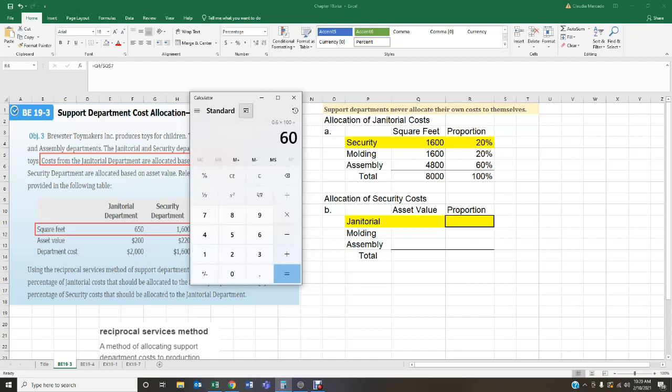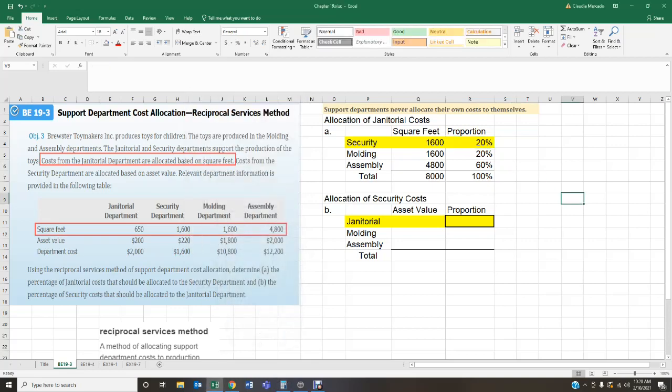That's 60%. Okay. Now, for letter A, they're asking you the percentage of janitorial costs that should be allocated to the security department. So that is why I highlighted security. Depending on the cost spent on the janitorial services, whatever dollar amount it is, I'm going to allocate 20% of it to security. Okay. Now, they're not asking this in the problem, but if they were to ask how much would we allocate to molding, that would be 20%, and then 60% to assembly, okay?